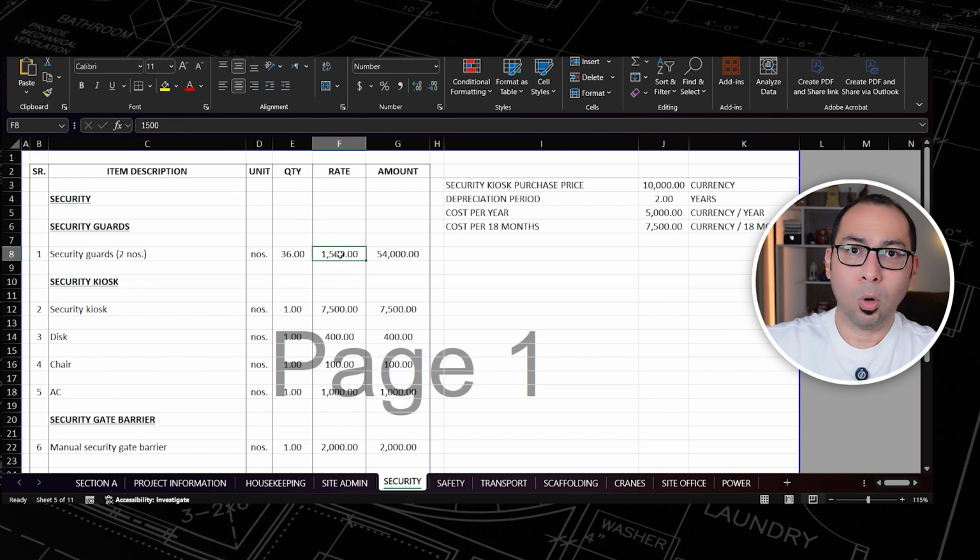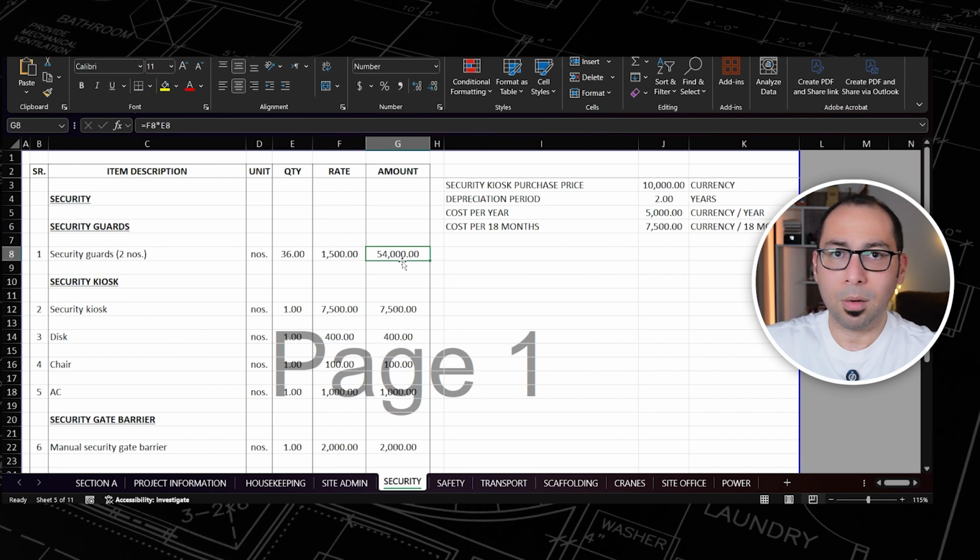And this is the salary of a security guard. So when just multiplying the quantity by the rate, I am getting 54,000 here for the security guard, one for the day shift, one for the night shift. This is the security guards, or regarding the security guards. Now for the kiosk, where this guard will sit, he will sit in a security kiosk. So for this kiosk, I need 1.